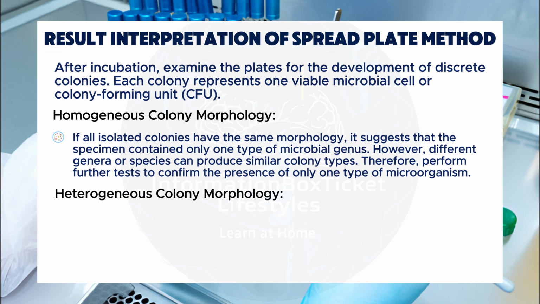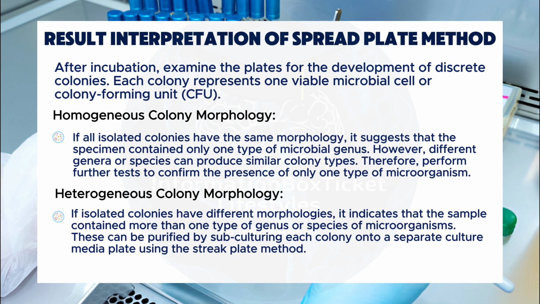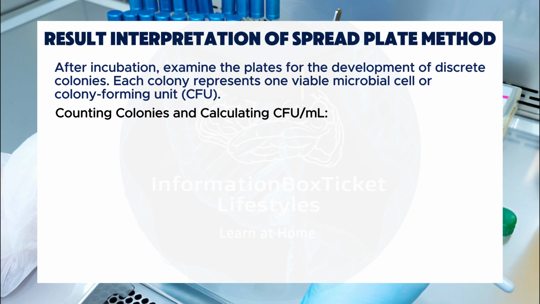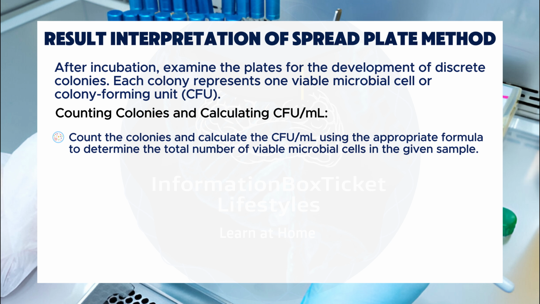Heterogeneous colony morphology. If isolated colonies have different morphologies, it indicates that the sample contained more than one type of genus or species of microorganisms. These can be purified by subculturing each colony onto a separate culture media plate using the streak plate method. Counting colonies and calculating CFU/ml. Count the colonies and calculate the CFU/ml using the appropriate formula to determine the total number of viable microbial cells in the given sample.